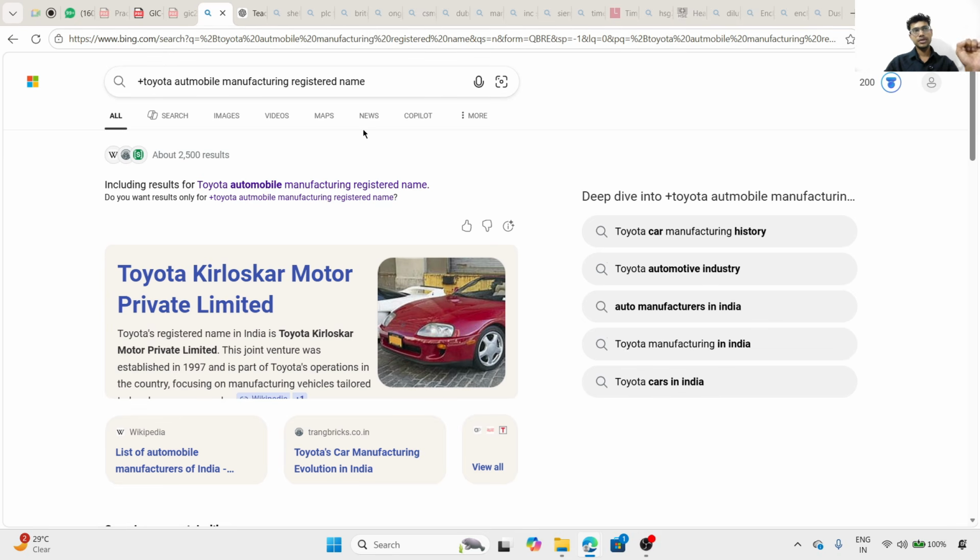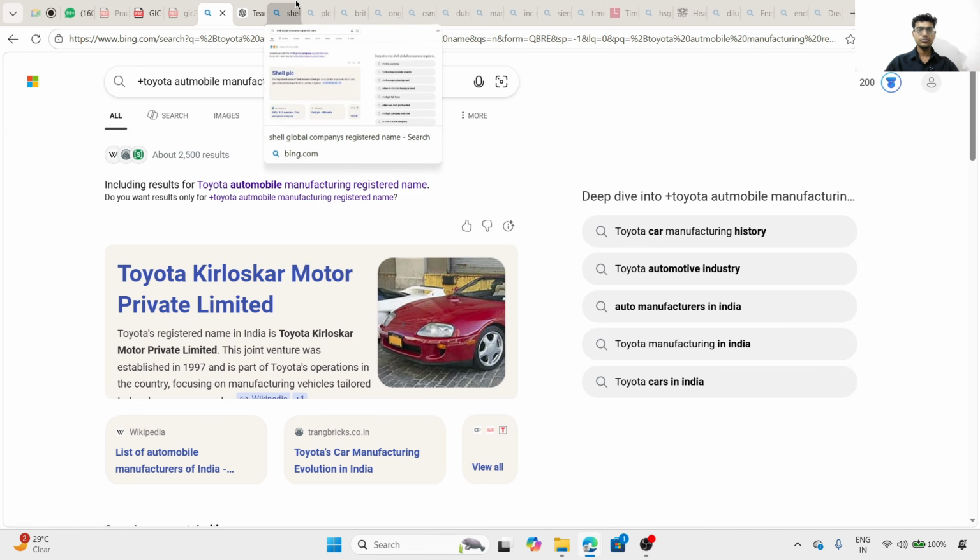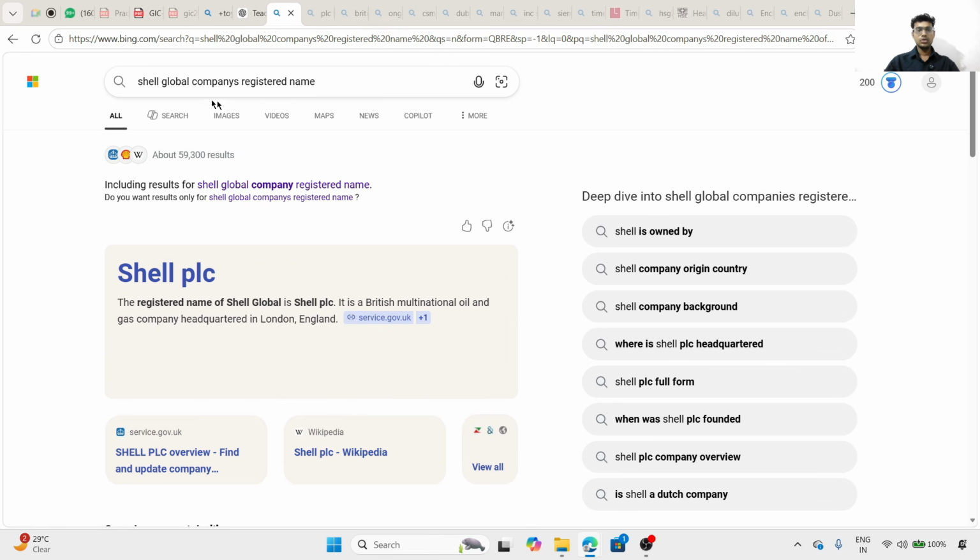For every company, if you don't know the proper name, just write the name of the company and then write this thing, registered name. That will show the proper name of the company. Now let's check Shell, the offshore company. Shell Global Company's registered name, you can see, is Shell PLC. Now what is a PLC? That is a public listed company, PLC. So you should put this name in the name of organization, Shell PLC. If you put Shell, that's not proper, so you should understand the registered name and put it properly.